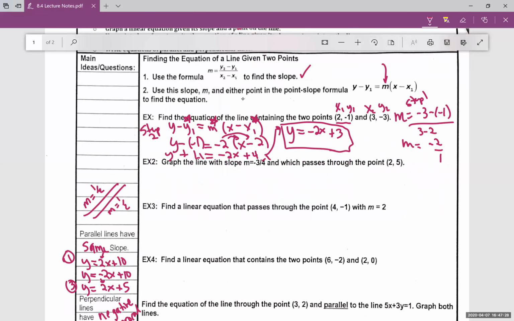Okay, here's another scenario that you might see. Graph the line, they give you the slope, and then they say it passes through this point. So here's how we're gonna do this one.